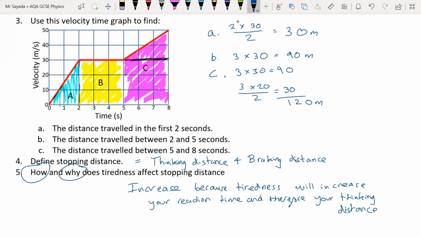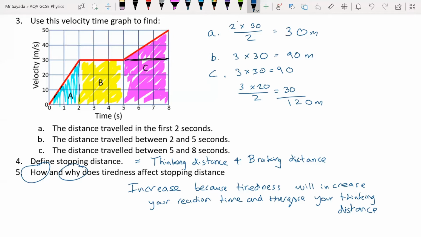So remember, there's different factors that affect the different things. Thinking distance is affected by anything that increases your reaction time. So tiredness, distractions, drugs, alcohol, whereas braking distance is increased by anything that affects the slowdown once you press the brake. So that is anything to do with the roads, so icy or wet roads, or anything to do with a car, so faulty tires or faulty brakes.